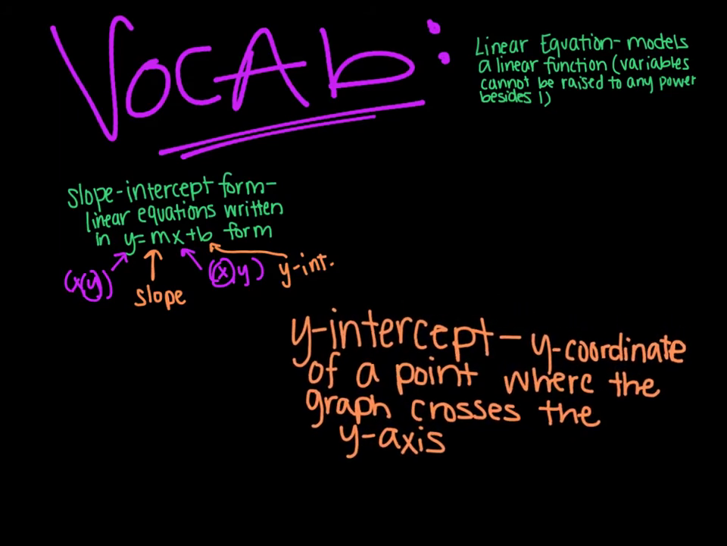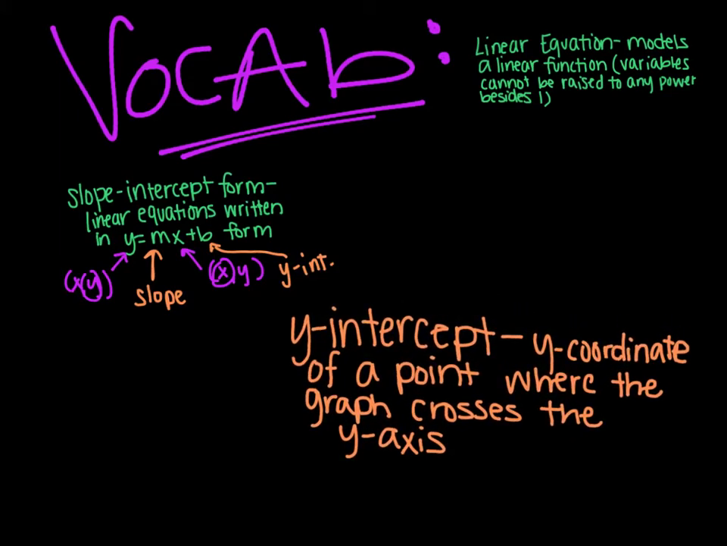But we do need to identify what y-intercept is, and that is the y-coordinate of a point where the graph crosses the y-axis. So if I were to draw a graph here, something that looks like that, the y-intercept would be that point right there where your line crosses the y-axis. And that is why it's called the y-intercept, because it intercepts at the y.